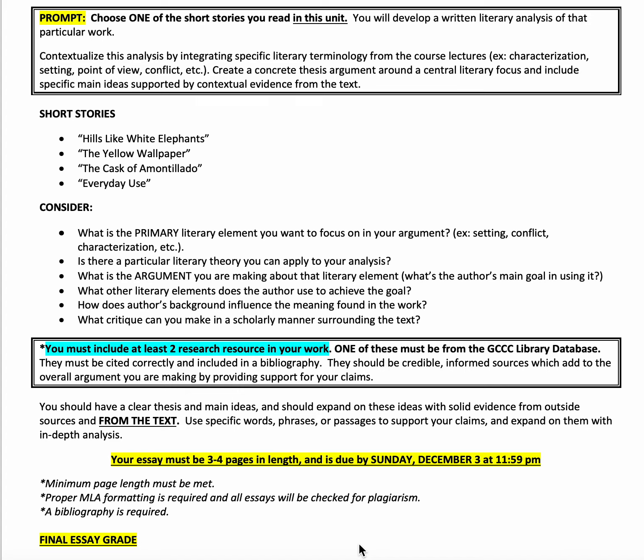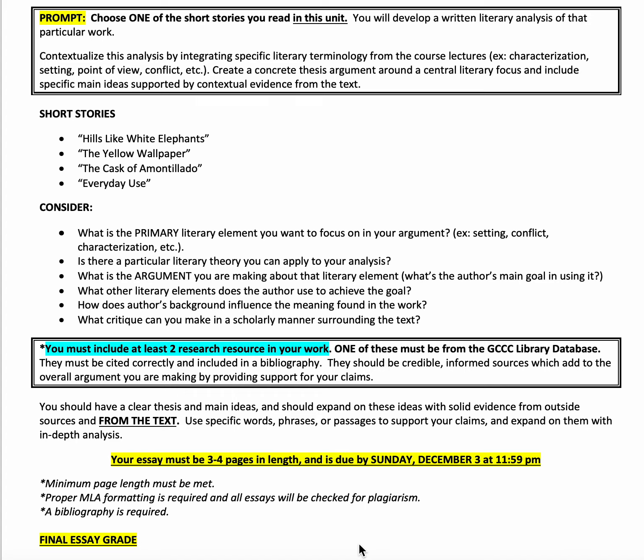So you need to include at least two research sources in your work. One of them must be from the library database. So one of these has to be a scholarly article from the library database. When you're searching for those, you can search by the title of the text, you can search by the author. You'll find plenty of scholarly articles about all of these short stories. So I might suggest starting there and seeing where your research kind of takes you.